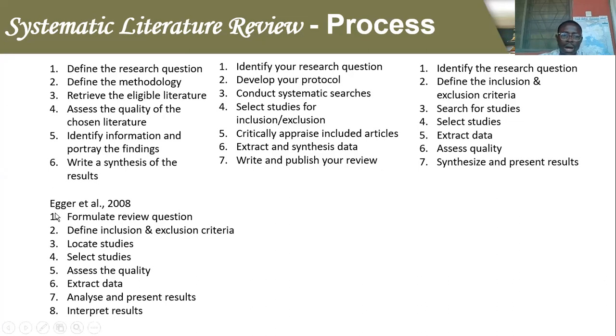According to Iger, you first have to formulate a research question. That is very key. Then you define inclusion and exclusion criteria. Then you locate studies. Fourth, you select studies. Fifth, you assess the quality of the literature you have selected. Sixth, you extract data from it. Seventh is data analysis: you analyze the data that you have extracted, then you present the results. Then the eighth is to interpret your results. So, ladies and gentlemen, these are the various processes when you want to conduct a systematic literature review.